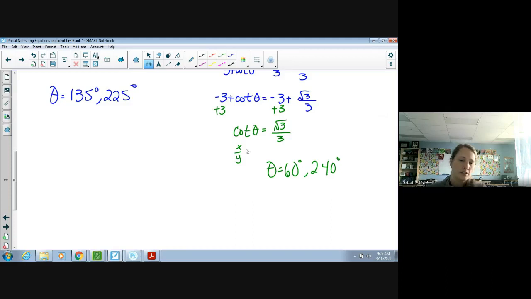So I always just go around and test out my x over y, see which one will give me that. Obviously, it wasn't the ones at the 45s because those had √2s in it, but you just look at the ones that have √3s, test them out until you get that.